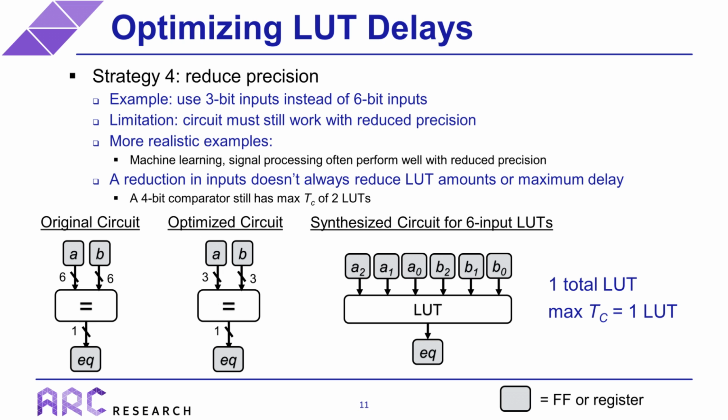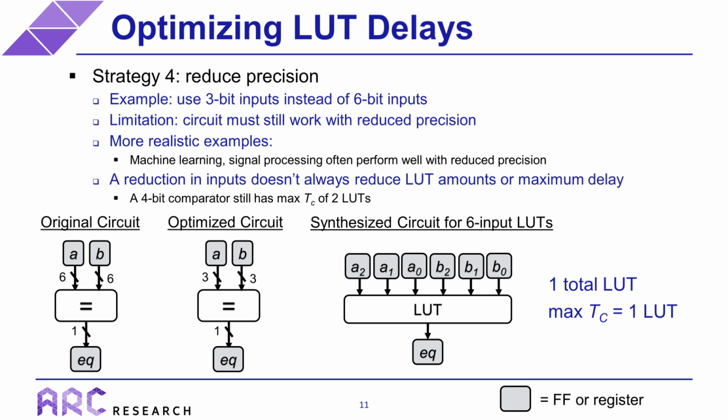A fourth common strategy to reducing lookup table delays is to reduce precision. So for our previous comparator example, we could potentially have a situation where we are able to reduce our 2 6-bit inputs to 3 bits each. Now, the comparator uses 6 inputs total, which synthesis will map onto a single one of our 6 input lookup tables that we've been using. Of course, the obvious limitation here is that this reduced precision can't break your design.